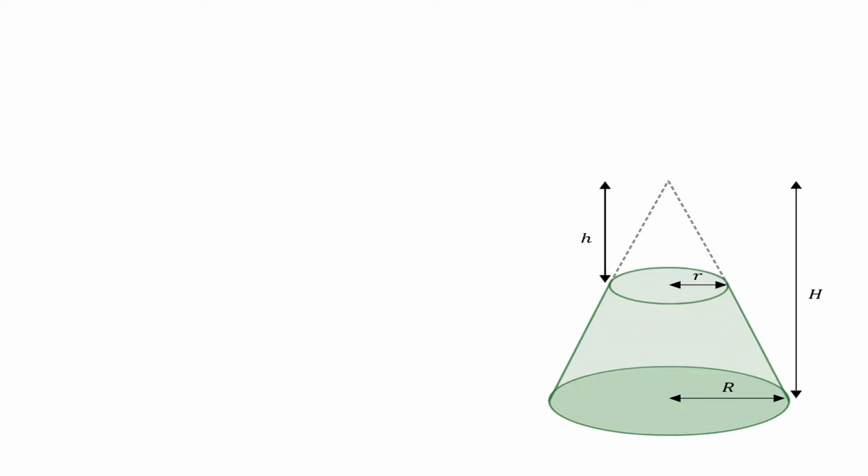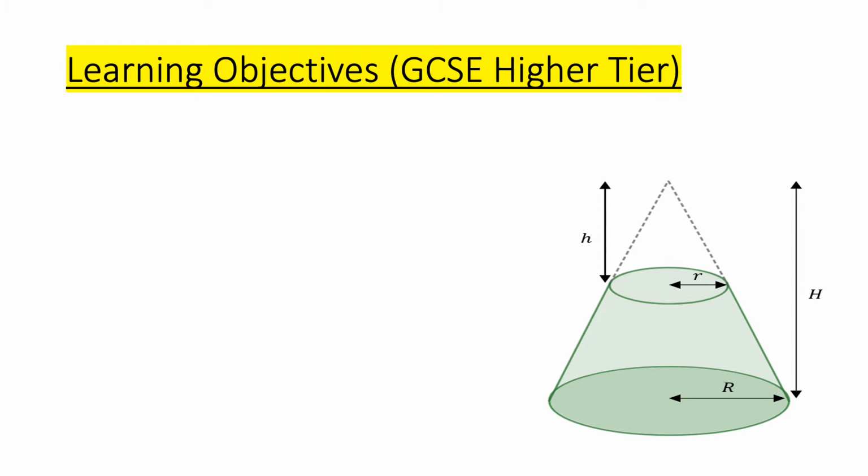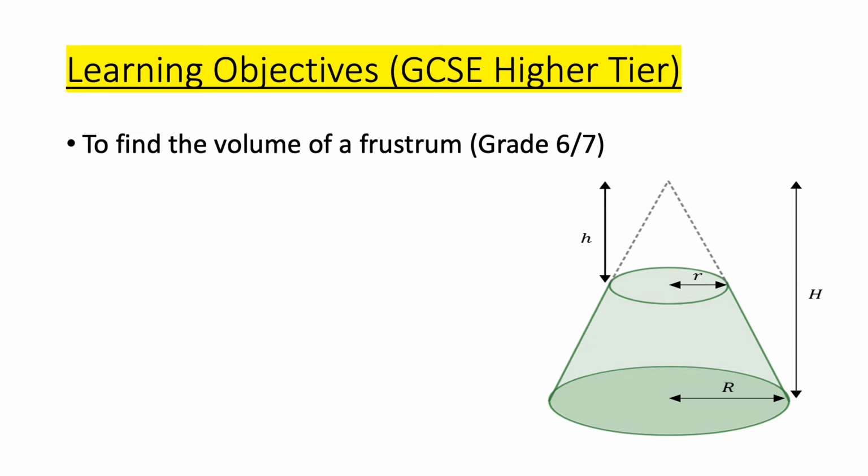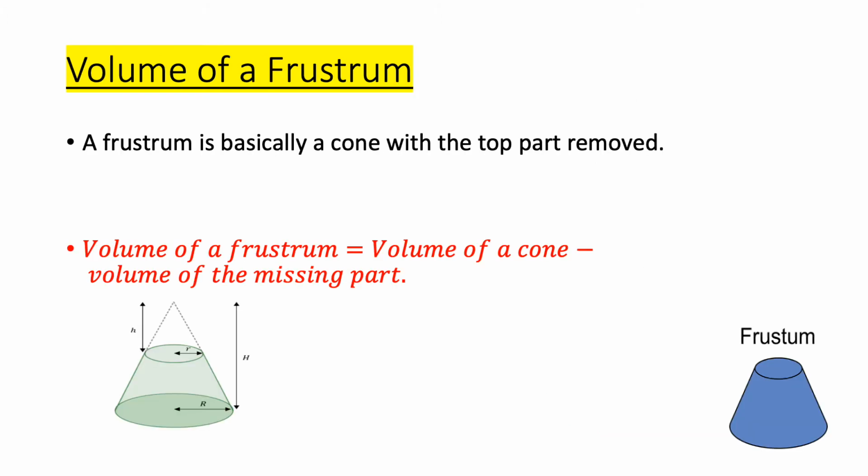So these are going to be our learning objectives for today's lesson. It's GCSE higher tier, so we're looking at grades 6 and 7. We're looking at a frustum. A frustum is a cone with the top part of the cone removed. Essentially, I've cut this part off to make it look like this. So this is what a frustum is.